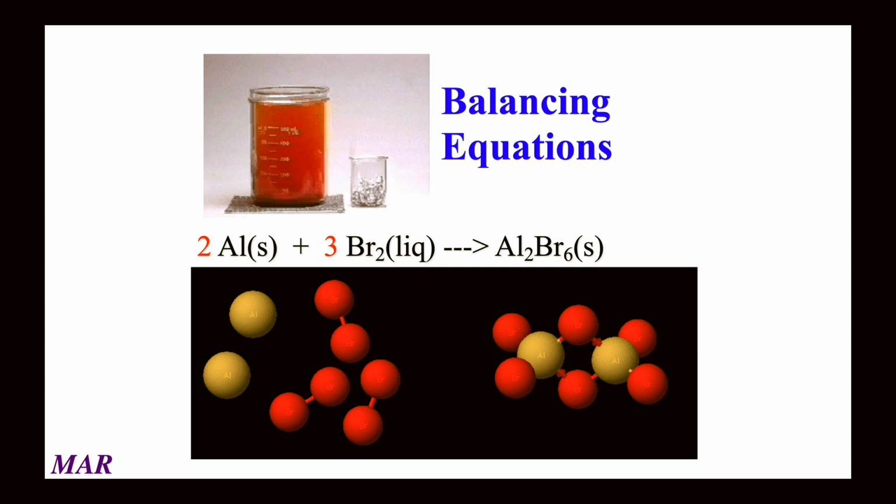And that just lets the atoms on the left equal the atoms on the right. Everything's been rearranged, but you're seeing the idea. And again, also remember those 7 diatomics. They're going to pop up a lot.